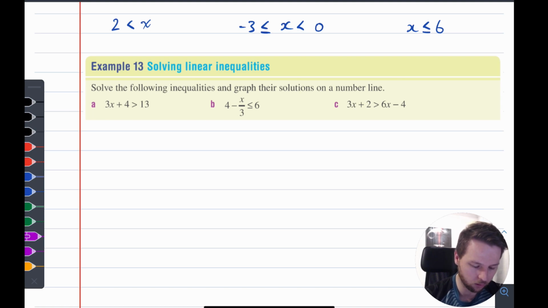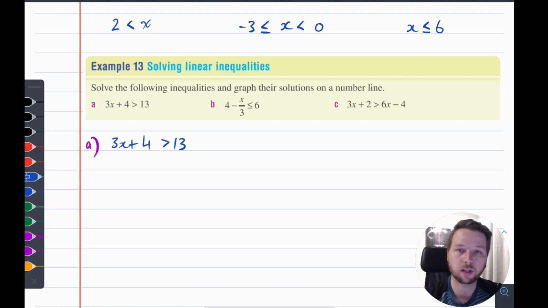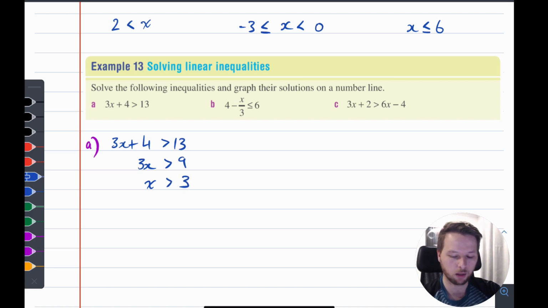Let's do a first. Alright, so we've got 3x plus 4 is greater than 13. Now we know how to solve these. We do the addition and subtraction first. So we're going to take away 4 from both sides. So we're left with 3x is greater than, well, 13 minus 4 is 9. There we go. Now we've got 3x, we just want 1. We're going to divide by 3. So x is greater than 3. That's 9 divided by 3.